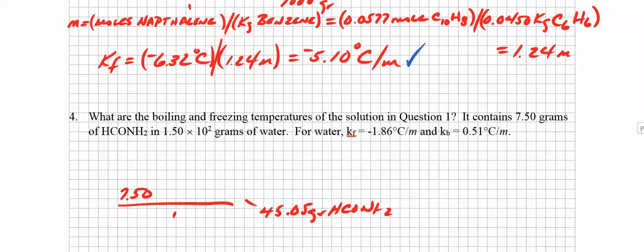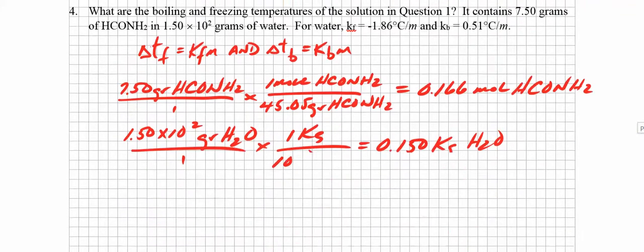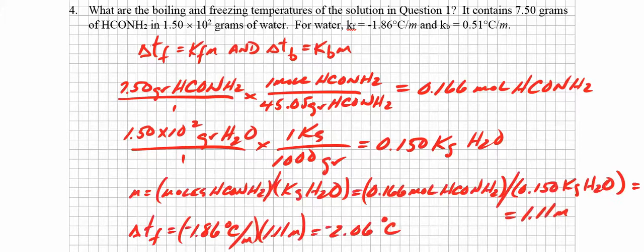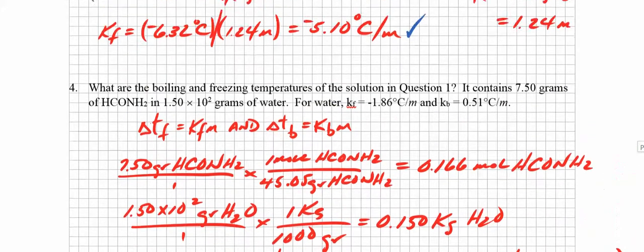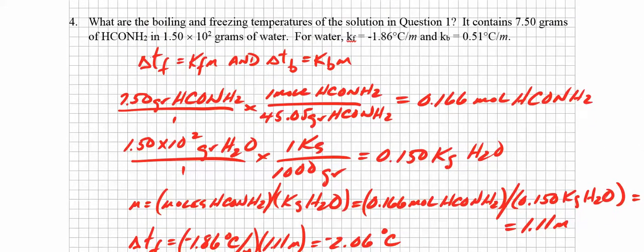Let's look at number 4. Number 4 says, what are the boiling and freezing temperatures of the solution in question number 1? It contains 7.50 grams of formamide, or HCONH2, in 1.50 times 10 squared grams of water. For water, K sub F is equal to negative 1.86 degrees Celsius per molal, and K_B is equal to 0.51 degrees Celsius per molal.